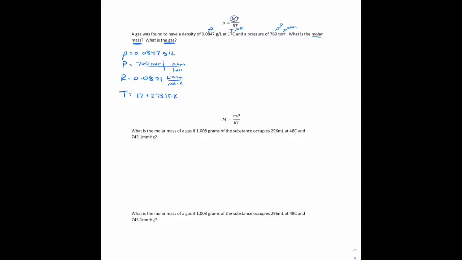Last but not least, let's make sure that you get this rearranged correctly for your molar mass for when you're solving for him. So we want to solve for this term right here. So I'm going to cross multiply these bottom guys to the top left side. So I'm going to get RT times rho. And then I'm going to just divide both sides by P so that I've got my molar mass. And I'll just be plugging those numbers in.